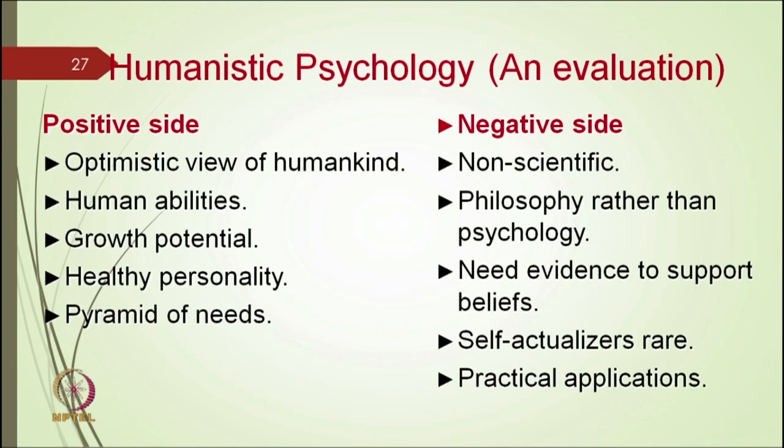So, if we evaluate the humanistic psychology perspective, it has some positive sides as well as some negative sides, or to some extent we can say what is borrowed by positive psychologists and what the limitations of this school are. When we talk about the positive side, there is an optimistic view of humankind, which is in positive psychology also. Human abilities they have focused on. Again, positive personality traits, character strengths and virtues have been focused on in positive psychology. Growth potential, we are also focused on; we are programmed to grow. In positive psychology, we are talking about healthy personality. And the pyramid of needs is required to understand human behavior.